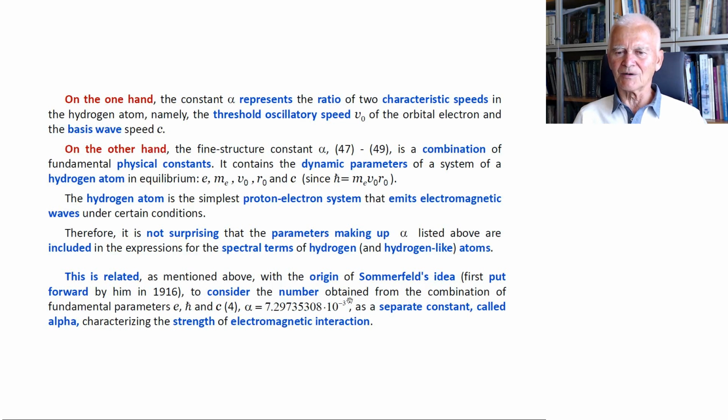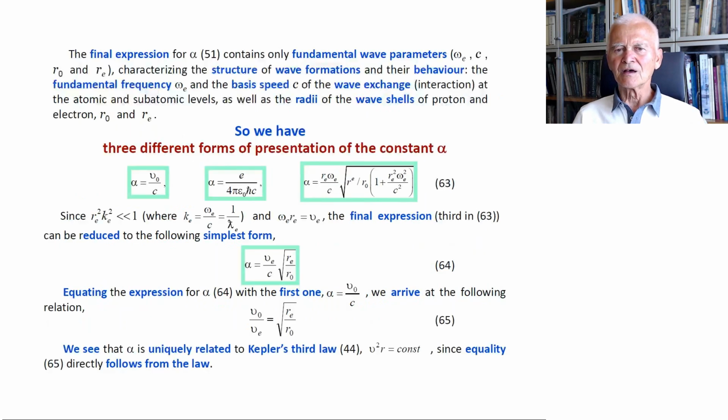1916, to consider the number obtained from the combination of fundamental parameters E, H bar, and C, alpha, as a separate constant called alpha, characterizing the strength of electromagnetic interaction. The final expression for alpha contains only fundamental wave parameters: omega E, C, Re, and R0, characterizing the structure of wave formation and their behavior. The fundamental frequency omega E and the basis speed c of the wave exchange interactions, the atomic and subatomic, as well as the radii of the wave shells of proton and electron.